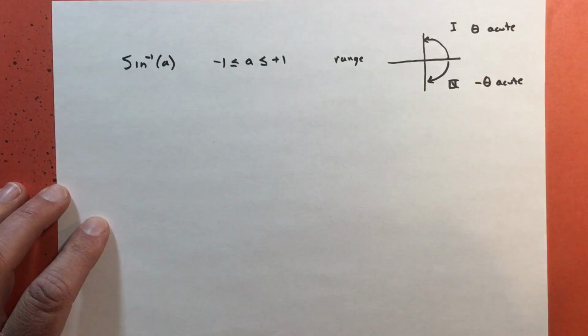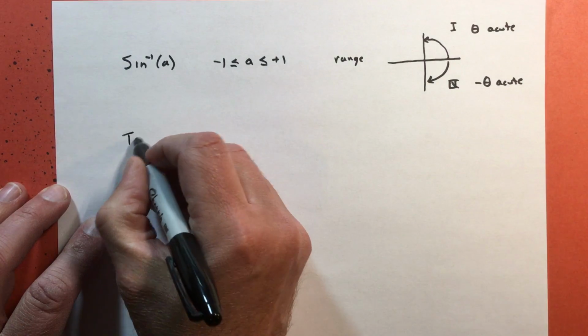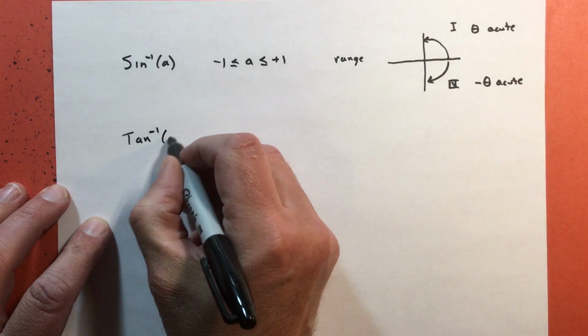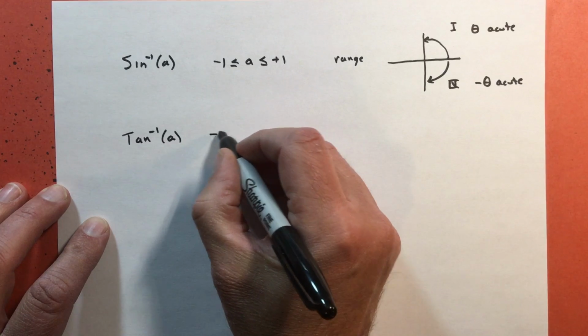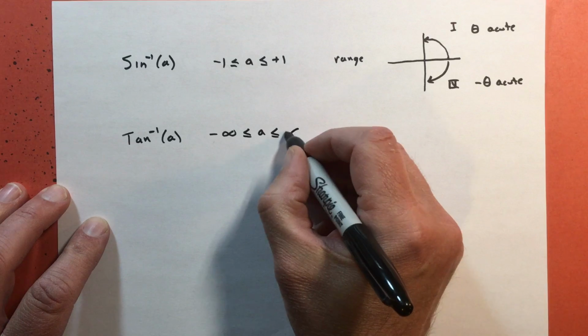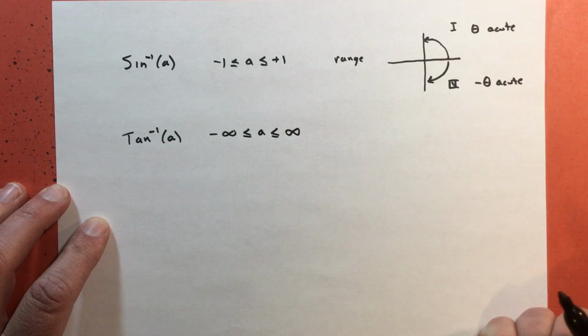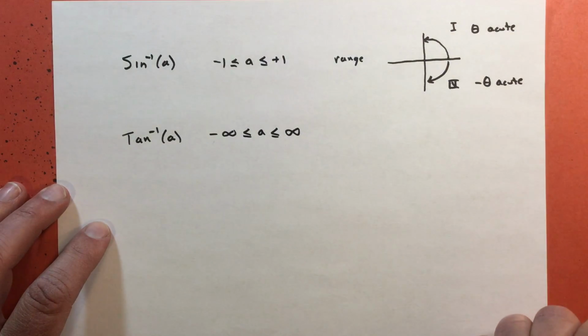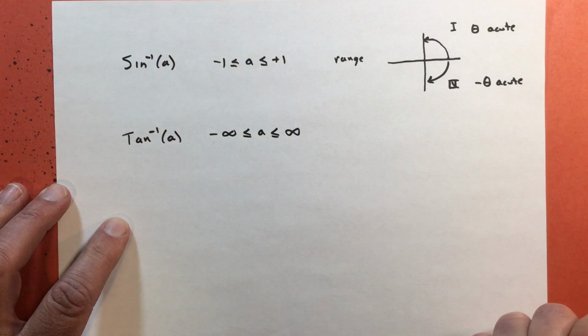Now, I'm going to do these not in the order that they come. Tangent is the same thing. And of course, for tangent, the negative infinity to infinity just means you can put anything in there. There's no restrictions on it.